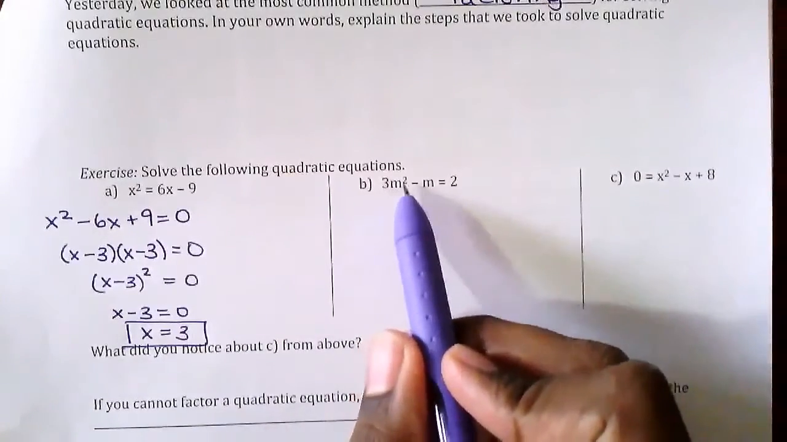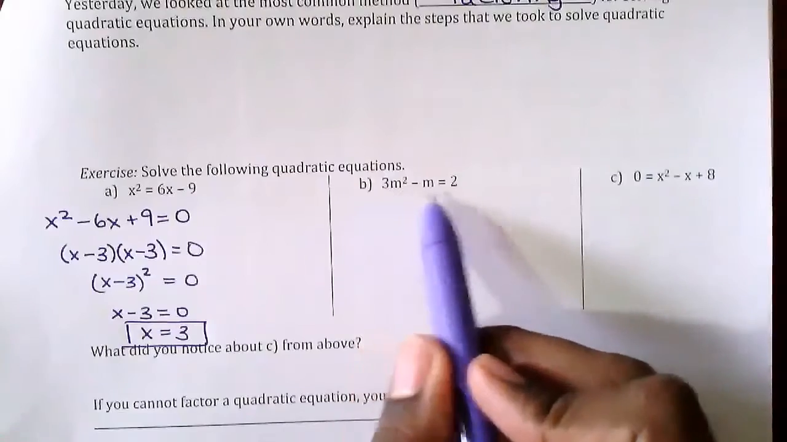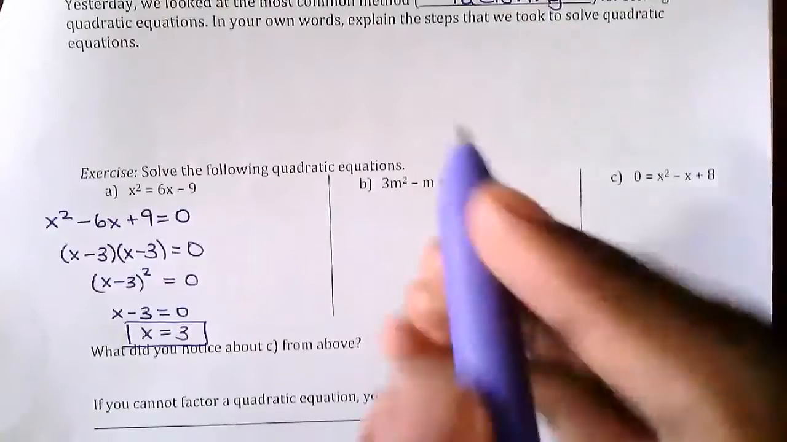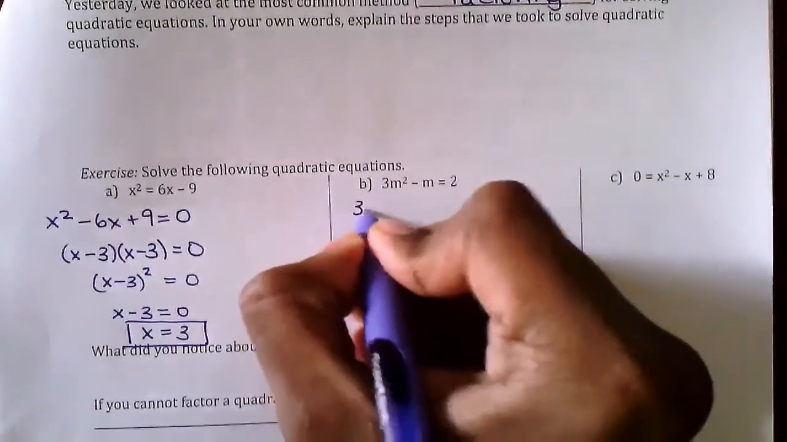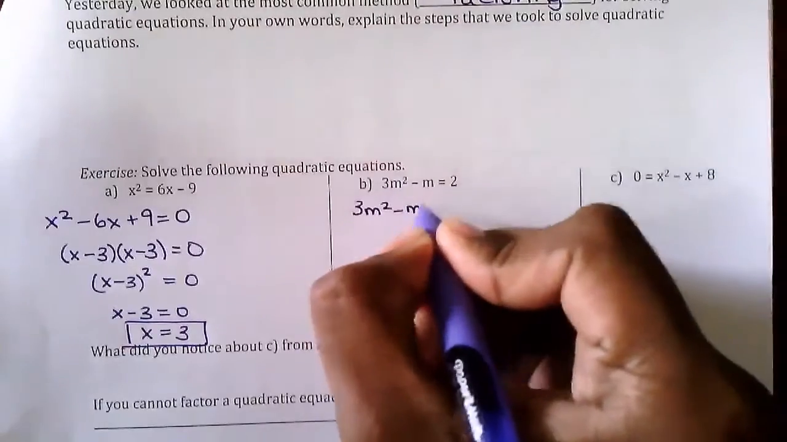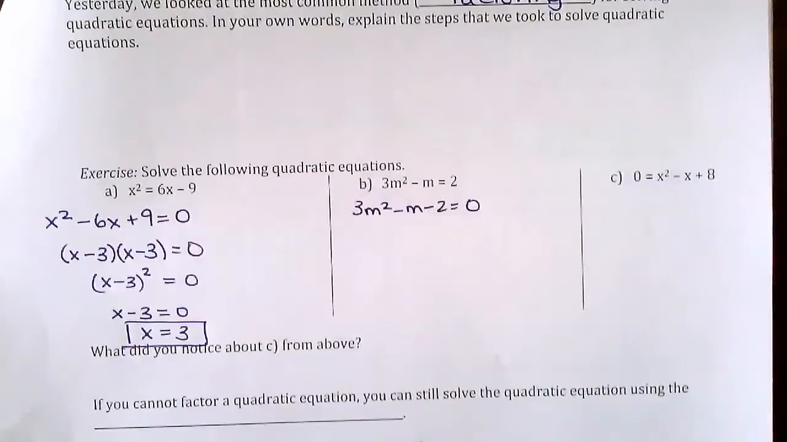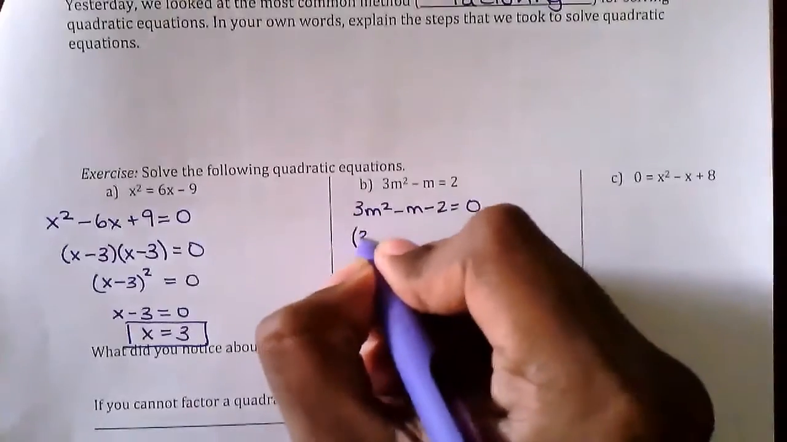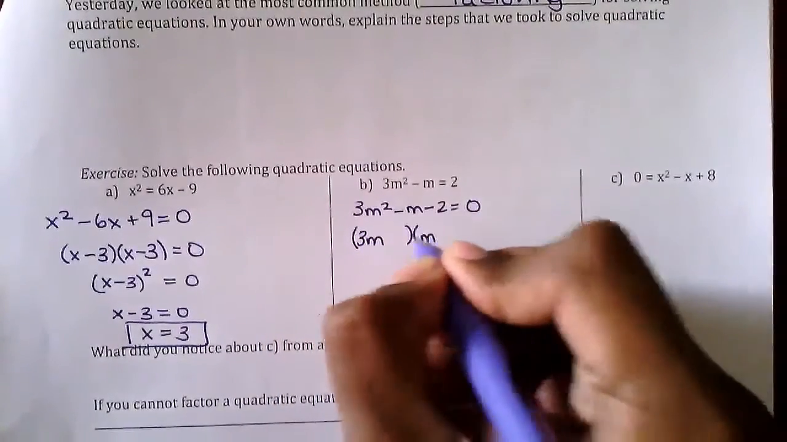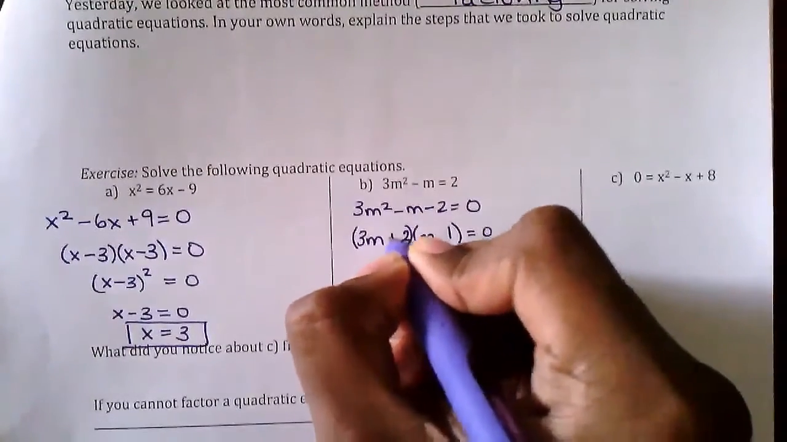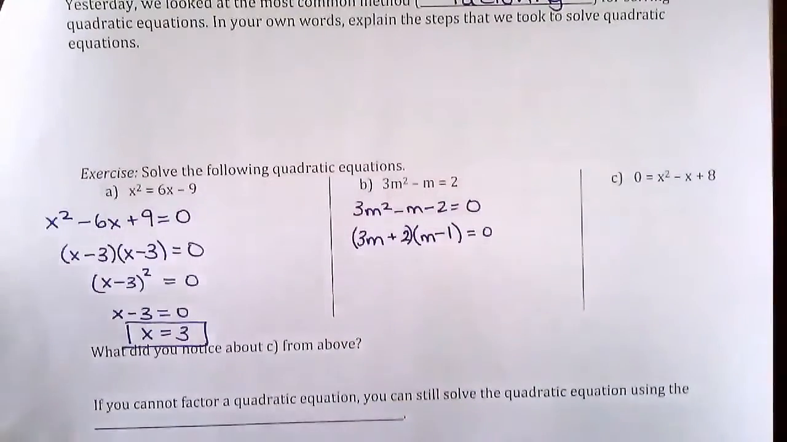Example B here, I have 3m squared minus m is equal to 2. Again, try to simplify both sides first. It's simplified. Now move everything to one side. So to bring the 2 over, it's a positive 2 over here, so on the other side, it will become a negative 2 is equal to 0. Then I factor. There are no greatest common factors here, so I'm going to use trinomial factoring. Again, I did it in my head because you should be comfortable with factoring at this point.